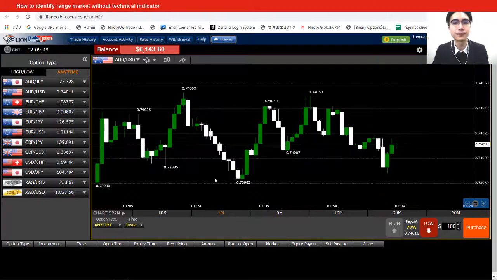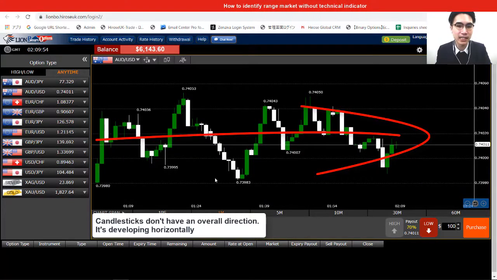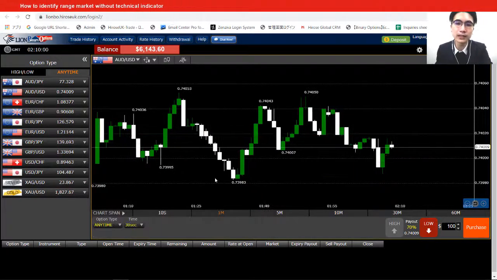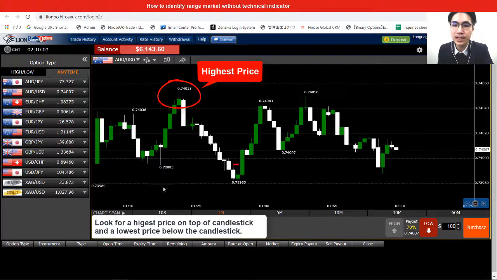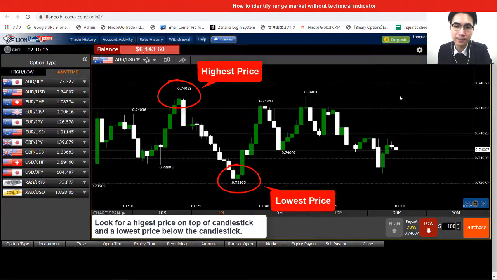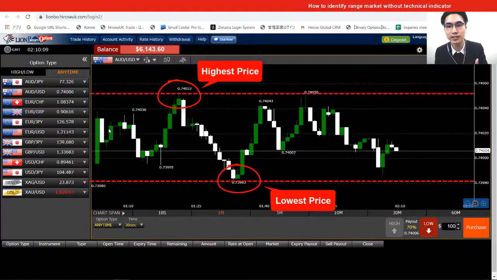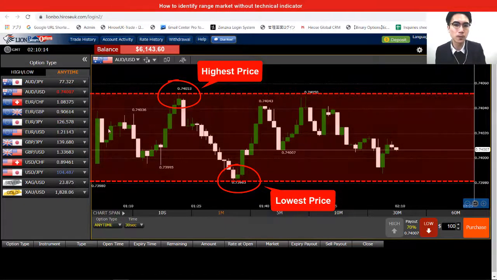So now you see, without any indicators in there, I can actually see that the candlestick doesn't have an overall direction. It's developing in a horizontal manner. If we take a look at this chart here, if we look for the highest price on top, which is this number here, and the lowest price at the bottom, which is this number here. So in my mind, if I put two lines at these two prices, then we can see that the price is moving within this box here. So this box is what we call the range.